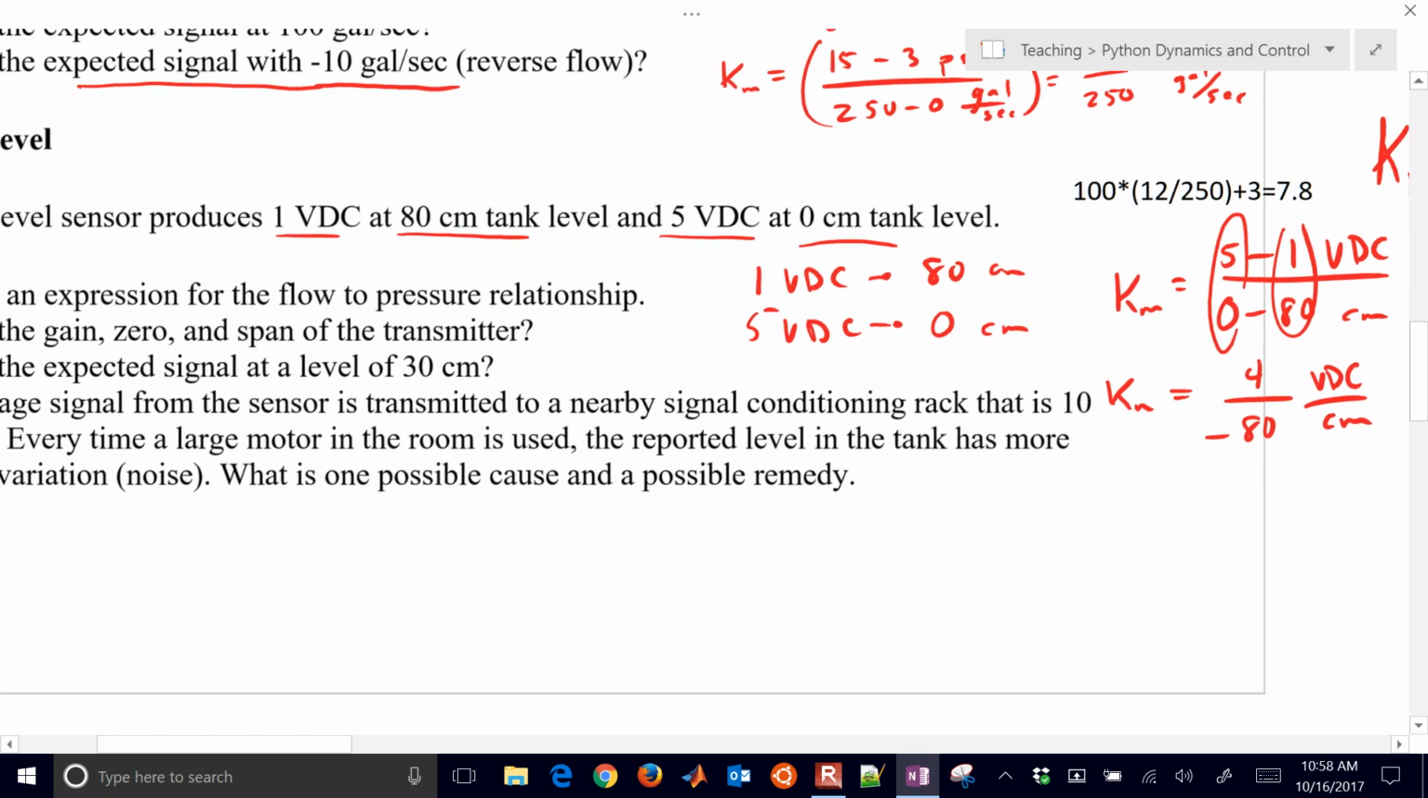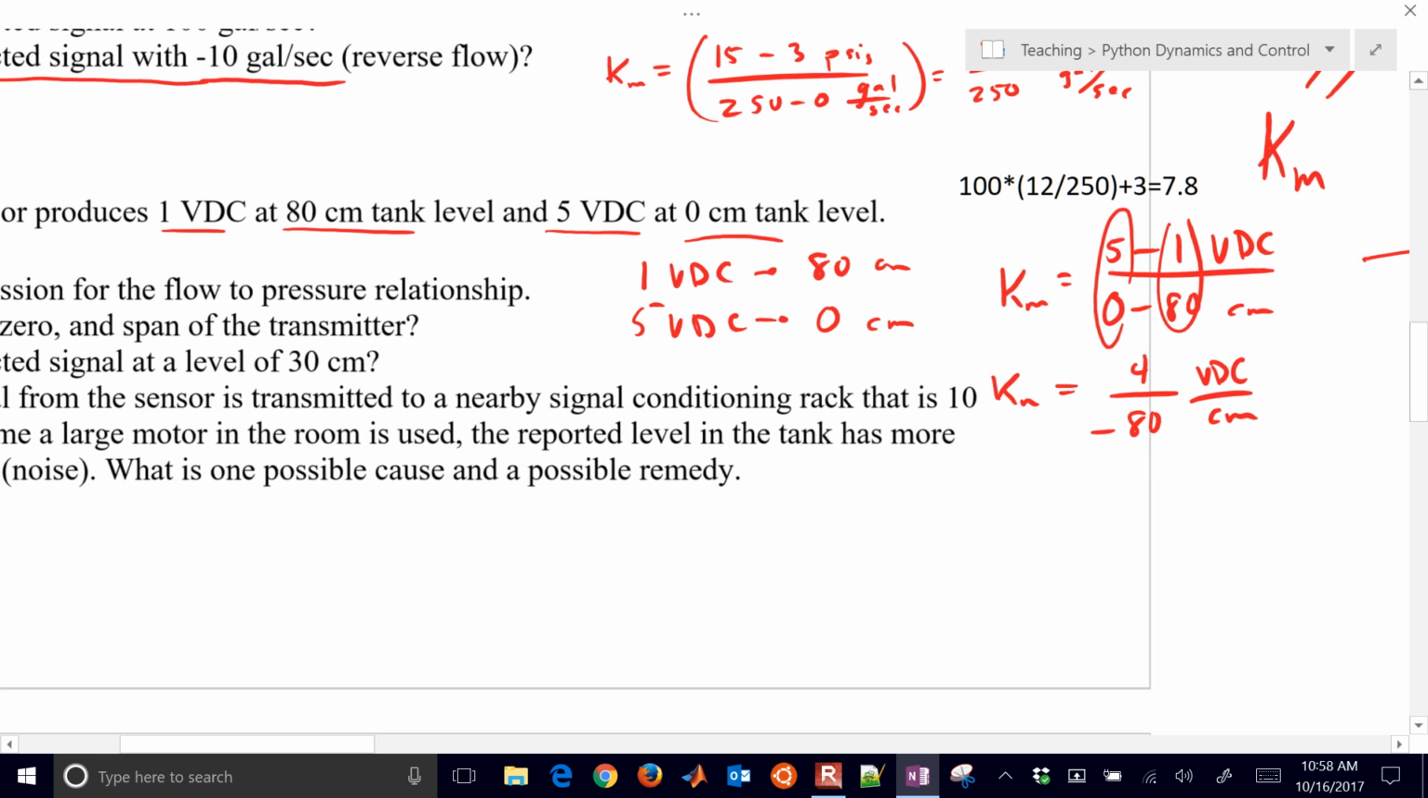And we have our 0, which is going to be, at the lower one, 1 volt DC is going to be our 80 centimeters right there. So we're going to say that our 0 is 80 centimeters, and then our span of the transmitter is 0 to 80 centimeters. So we can measure that whole range.